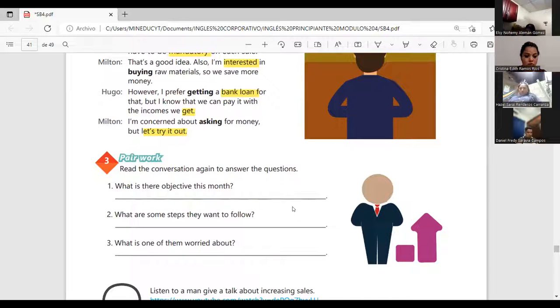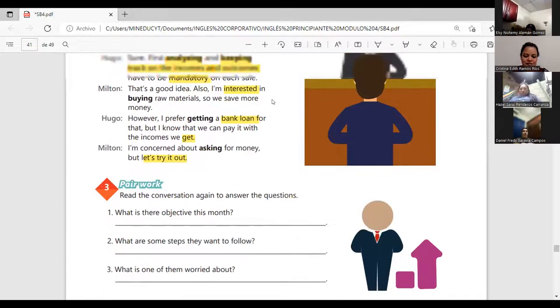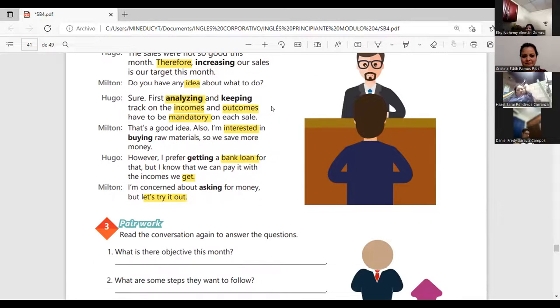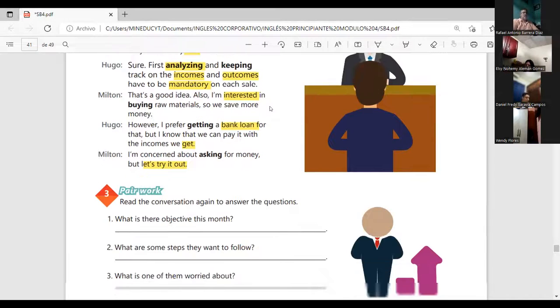Now let's listen to Cristina. Cristina, what are some steps they want to follow? So mention at least one step you want to follow. Al menos un paso. At least one step. The first, analyzing and keeping track on the incomes and outcomes. All right, excellent. Okay. Let's see, Hazel, another step? It's the same answer to me. Yeah, but actually we have different steps, right? Not only one. Do you have another step? ¿Tienes otro paso?